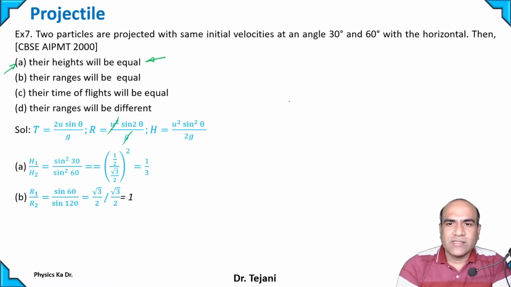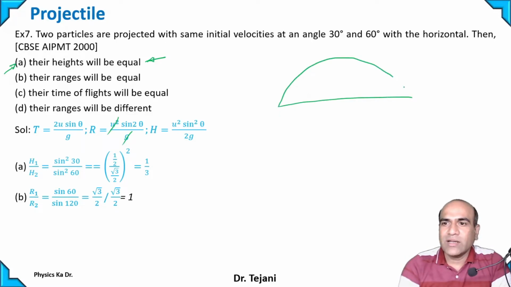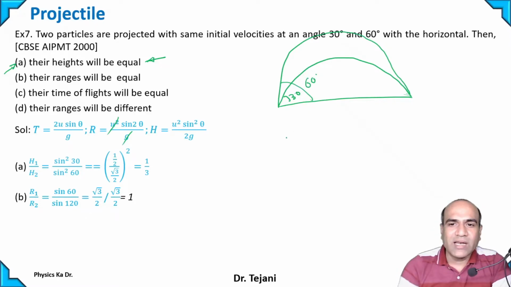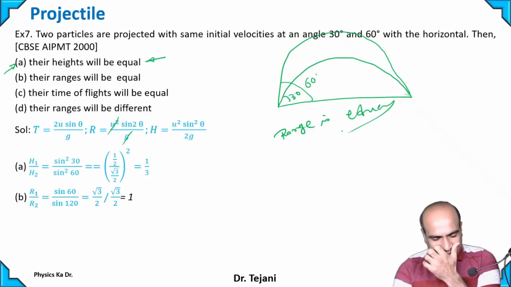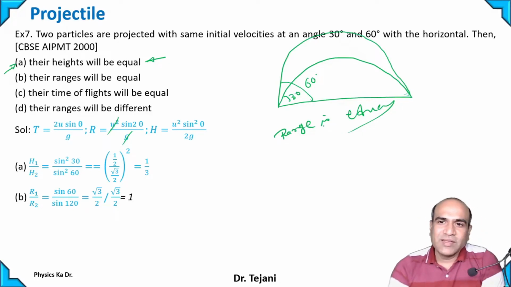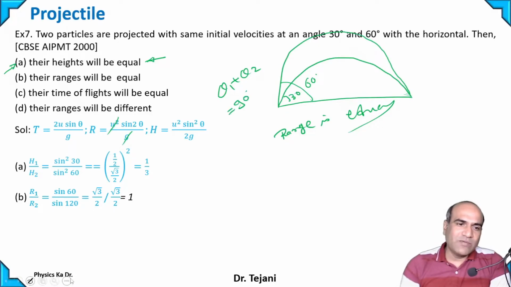That means what? Here we got a very important conclusion. When the object is thrown at 30 degree or at 60 degree, both have equal range. Whenever the angles theta 1 plus theta 2 of the same object's projection add up to 90 degree, the range is always equal. Always remember, in both cases the range is equal.